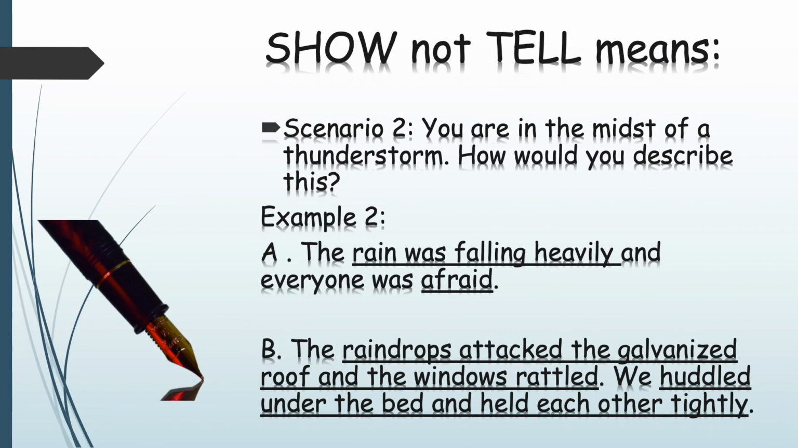Scenario 2. You are in the midst of a thunderstorm. How would you describe this? Example A: The rain was falling heavily and everyone was afraid. B: The raindrops attacked the galvanized roof and the windows rattled. We huddled under the bed and held each other tightly.